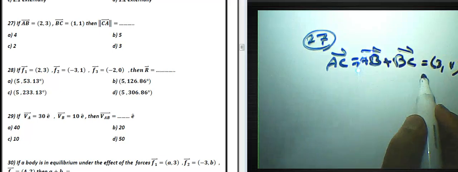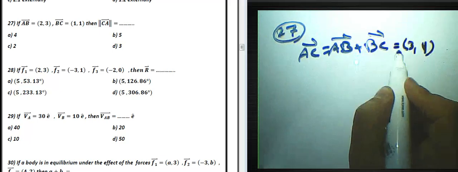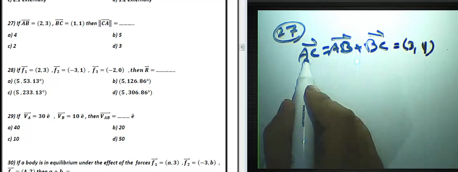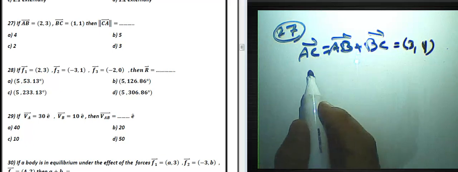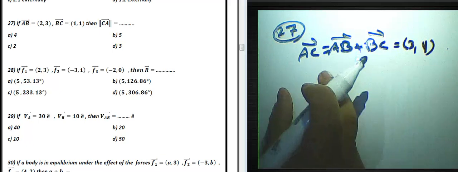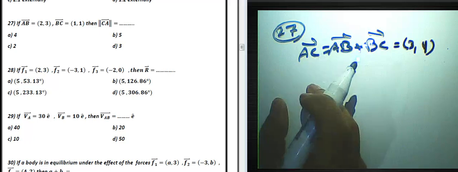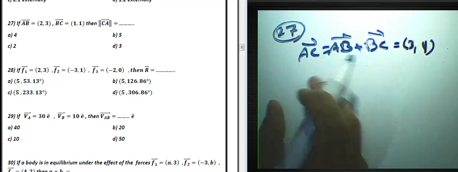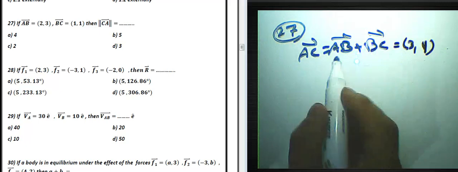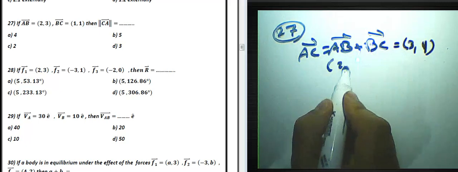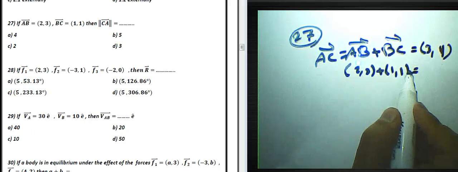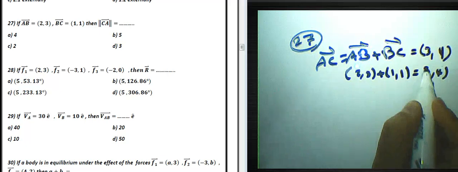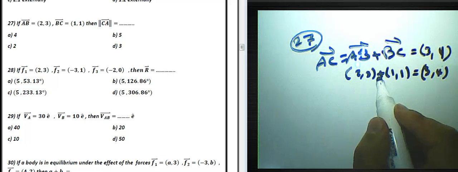He gives us the result of the two vectors. It means the vector AC. In the example, he wants to find what? Vector CA, the absolute value of CA. 2 plus 1 equals 3, and 3 plus 1 equals 4, understood or not? Again, 2 and 3 plus 1 and 1. If we add them, the result will be 3 and 4, because they give us the vector AB and BC.